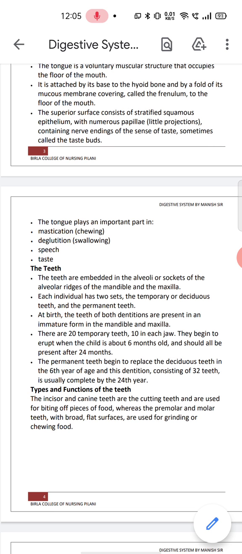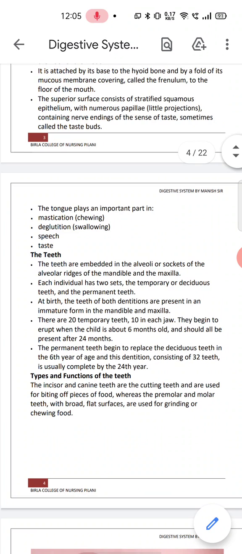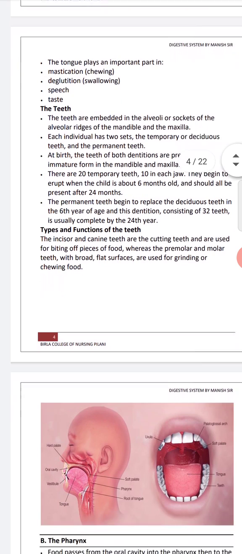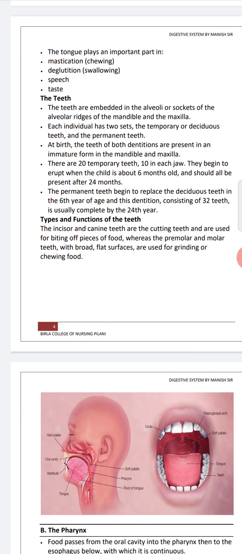If we talk about the types of teeth, they are the incisor teeth, canine teeth, premolar and molar teeth. Incisors and canines are also called the cutting teeth, used for biting pieces of food, whereas the premolar and molar teeth have a broad flat surface used to grind or chew food. The work of cutting is done by incisors and canines, and the work of grinding is done by molars and premolars.